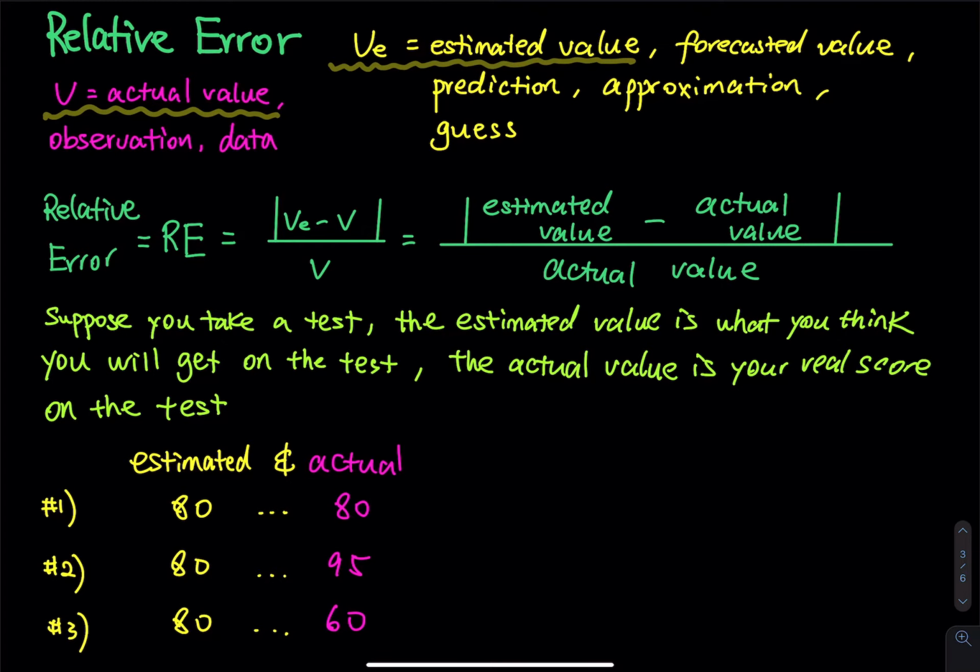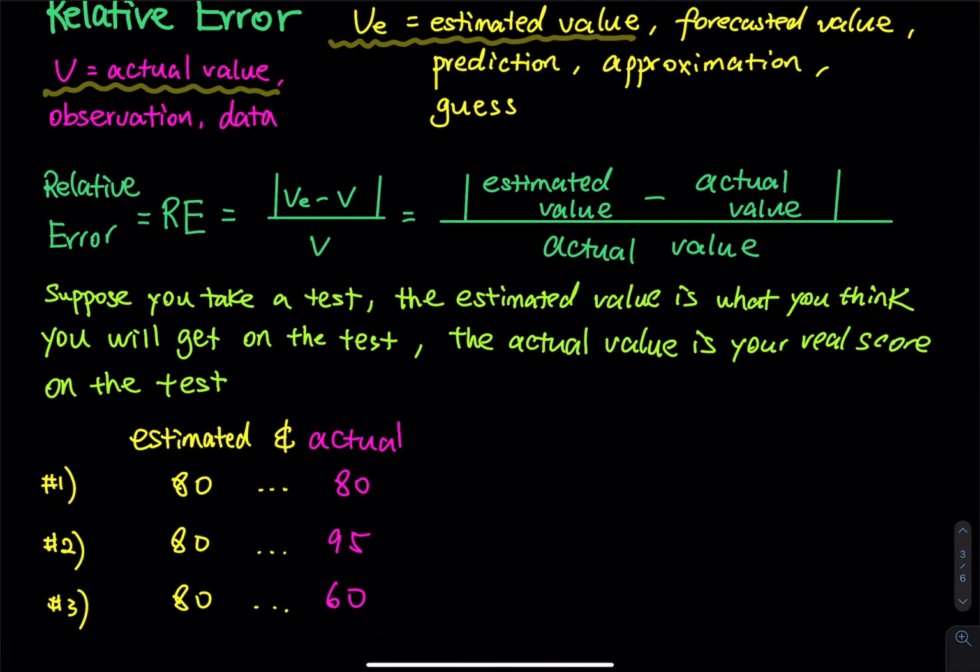So the relative error formula is equal to the absolute value of estimated minus actual. You take the absolute value of that to get rid of the negative, and then you take the difference divided by actual value. Let's review the difference between actual and estimated value. In this problem, before you take a test, you give me an estimation. Before you take the test, you tell me what you think you will get on the test. That is the estimated value. After the test, I will give you a score on your paper. That is your actual value.